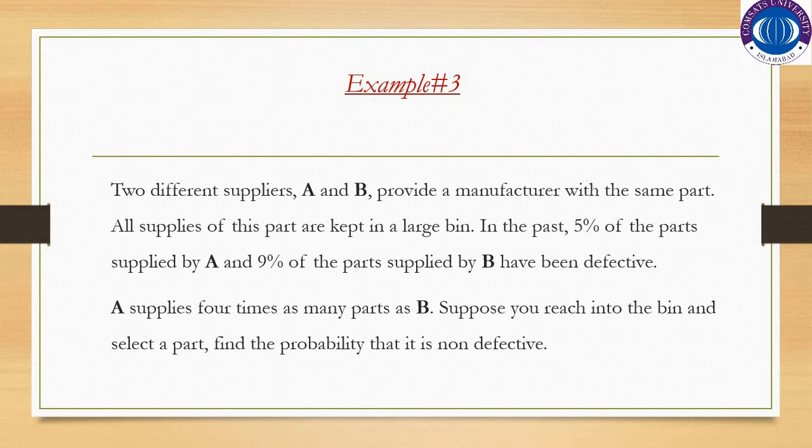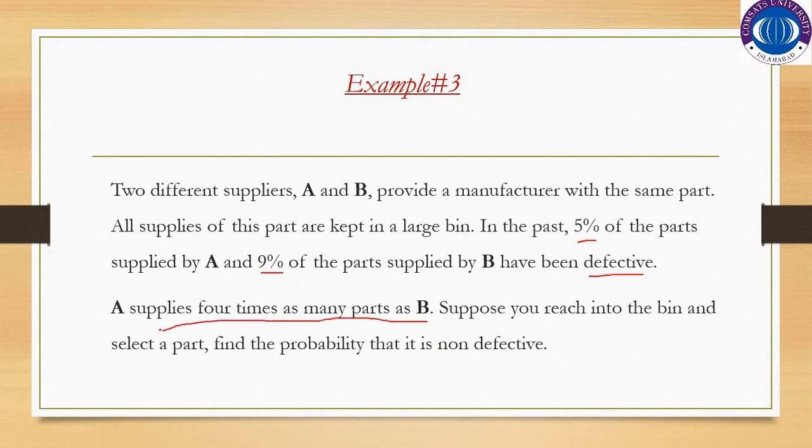Example number 3. Two different suppliers A and B provide a manufacturer with the same part. All supplies of this part are kept in a large bin. In the past, 5% of the parts supplied by A and 9% of the parts supplied by B have been defective. A supplies 4 times as many as B.